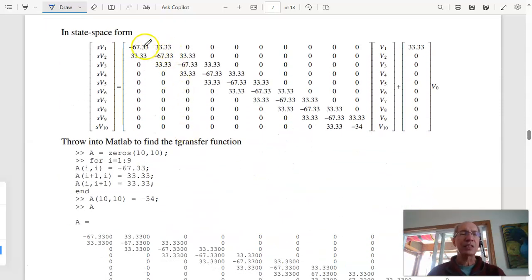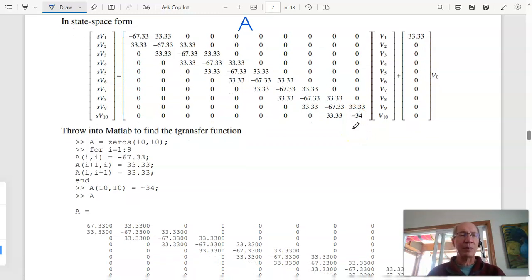In state space, I can express that this way. Here's your x dot equals Ax plus Bu. Here's your A matrix. Most of the terms are on the diagonal. That's as I raise the voltage on any given node, I lose 67.33 units of current. 33 goes left, 33 goes right. Except the last node, that one's the oddball.